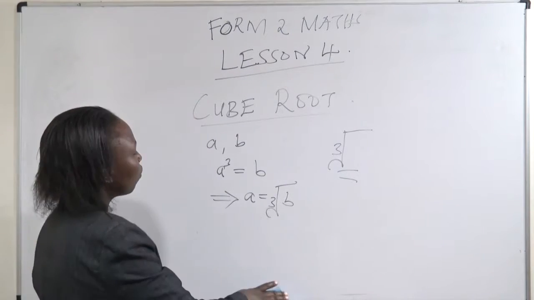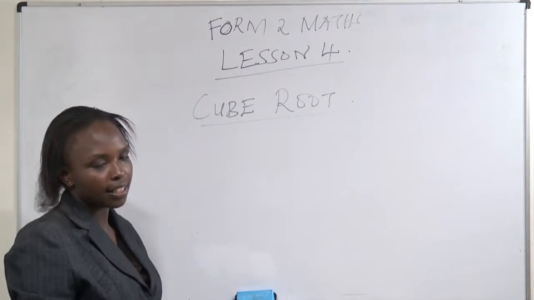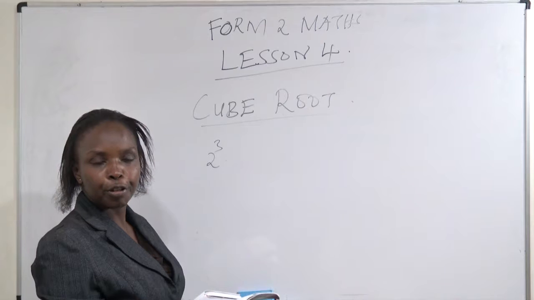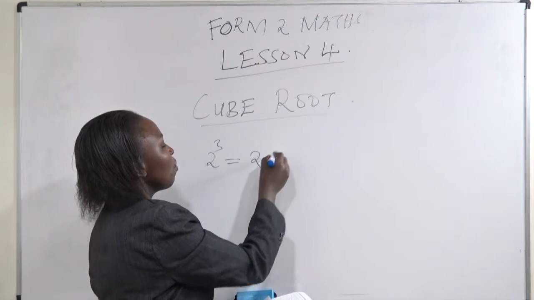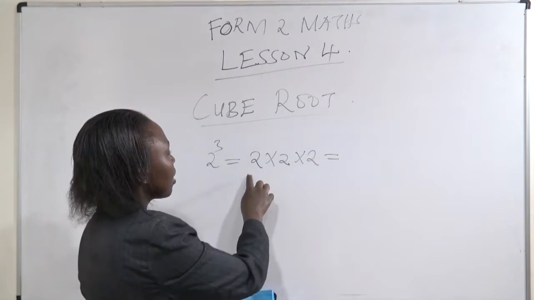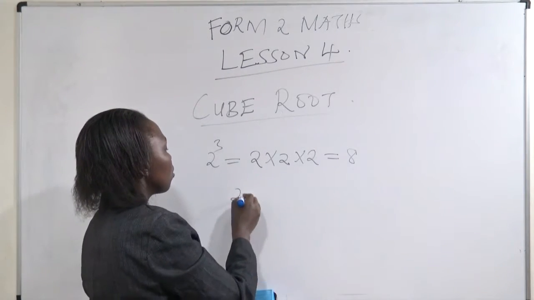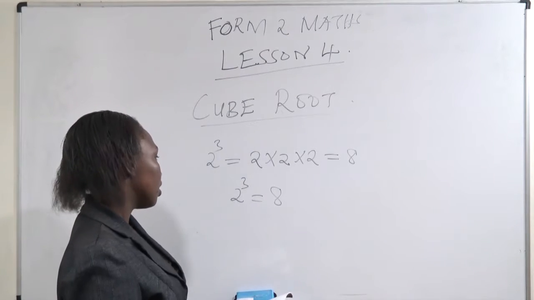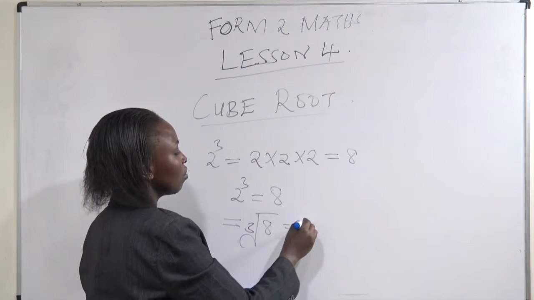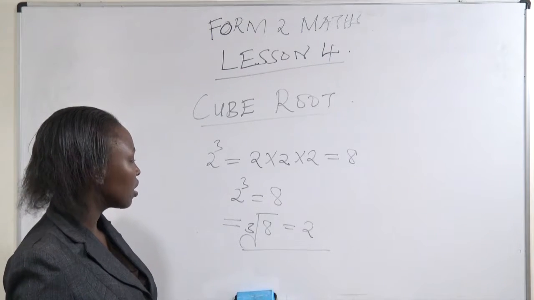Let's do a real life example. For example, we connect what we did during our last lesson, where we looked for the cube of numbers. For example, 2 cubed would mean 2 multiplied by 2 multiplied by 2, and that would give us 2 times 2, 4, 4 times 2, 8. So 2 cubed is equal to 8. This therefore implies that the cube root of 8 is equal to 2. And that is what we call cube root.